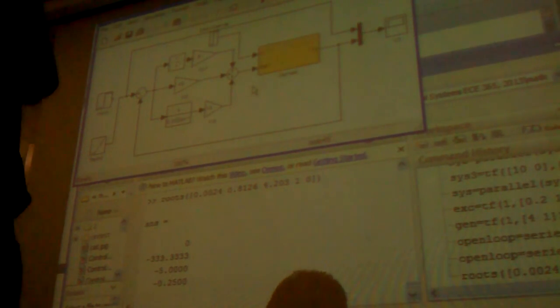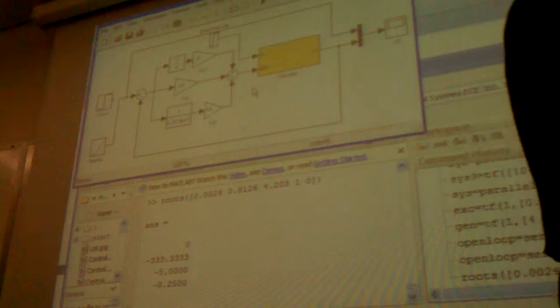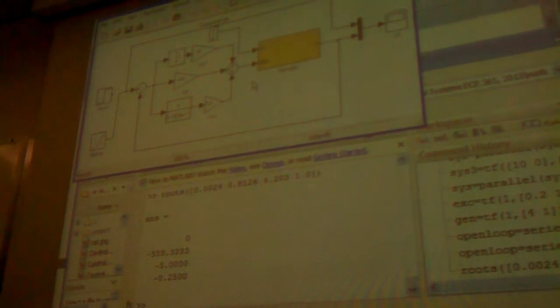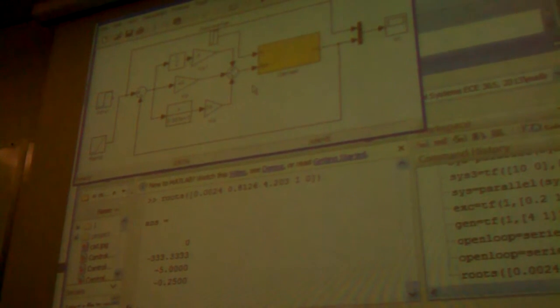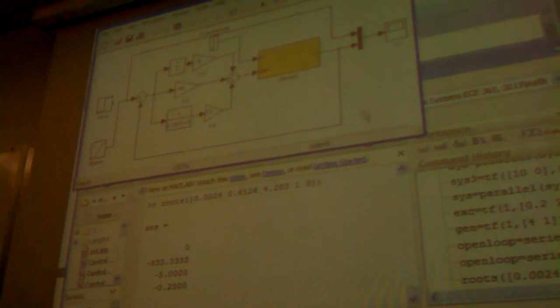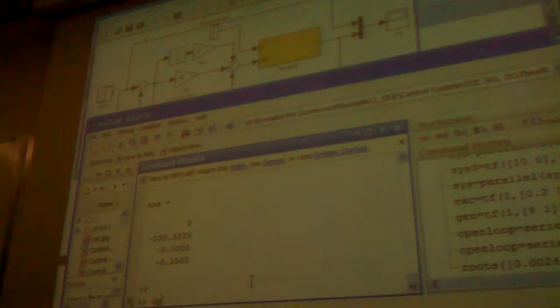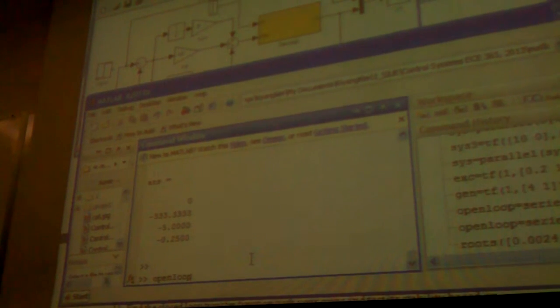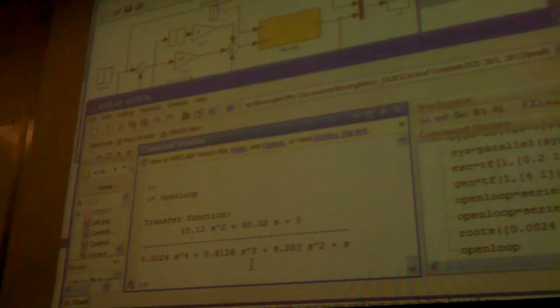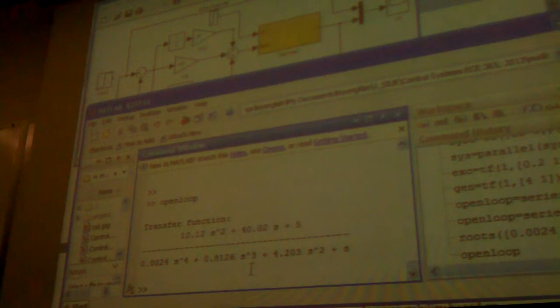Okay? Then we find the poles. Now how do we find the zeros? Let's go to the function one more time. Open loop. So I'm going to find the zeros of the open loop.